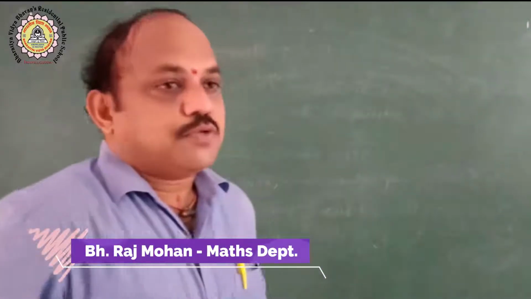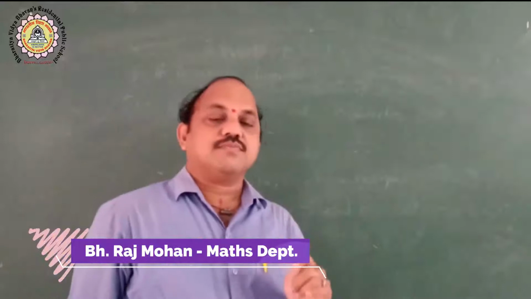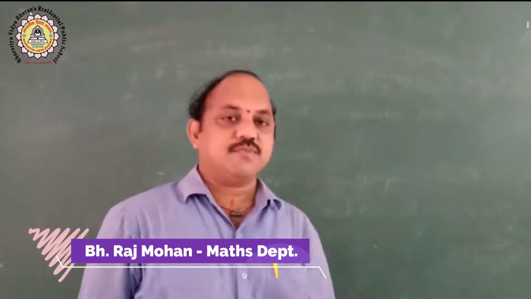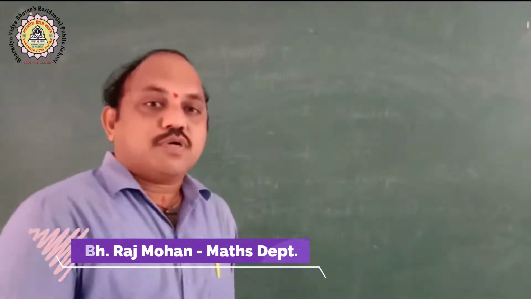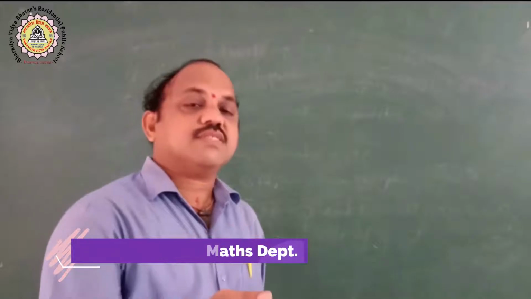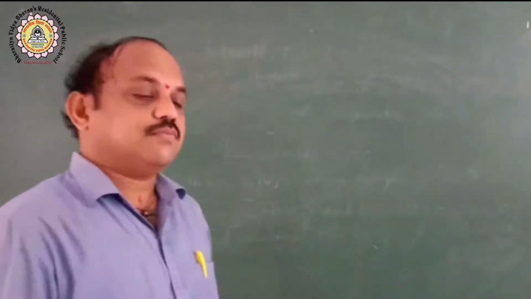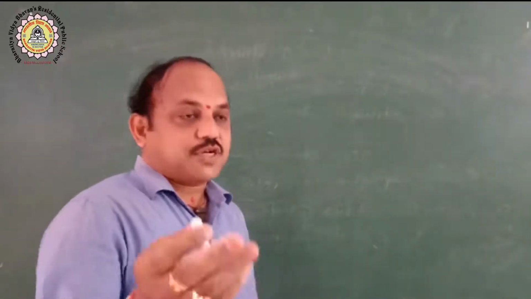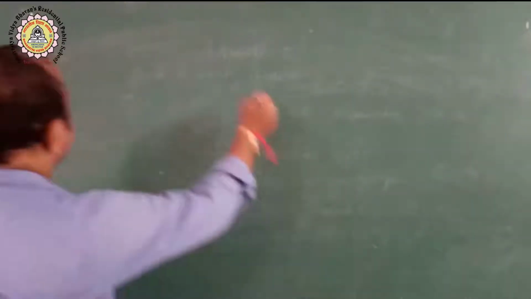Today I am going to tell you about even numbers, odd numbers, prime numbers and composite numbers. Now we are going to define even numbers, odd numbers, prime numbers and composite numbers. So let's start with define even numbers.